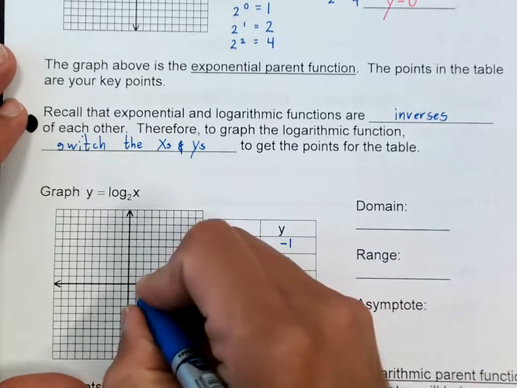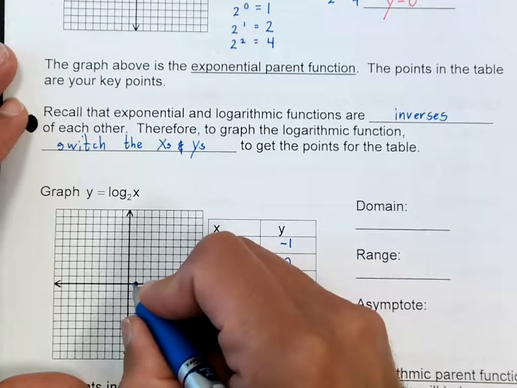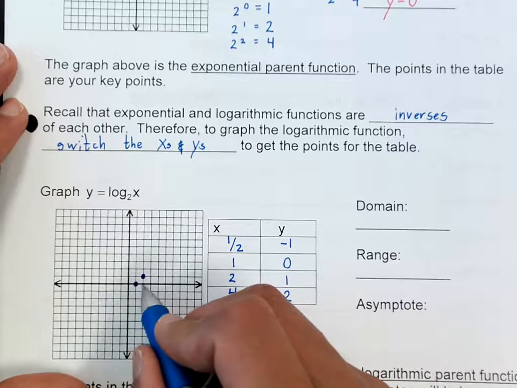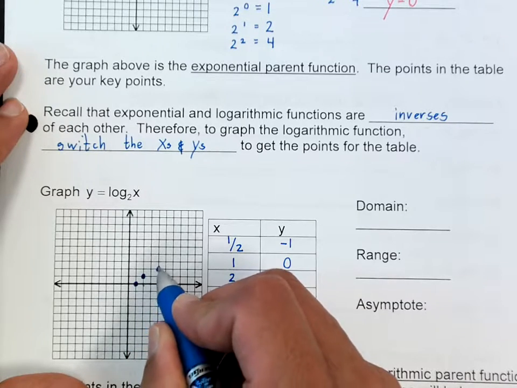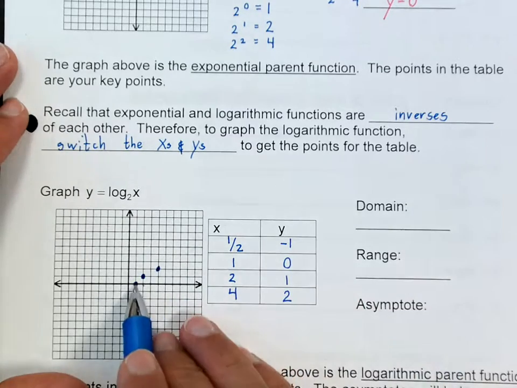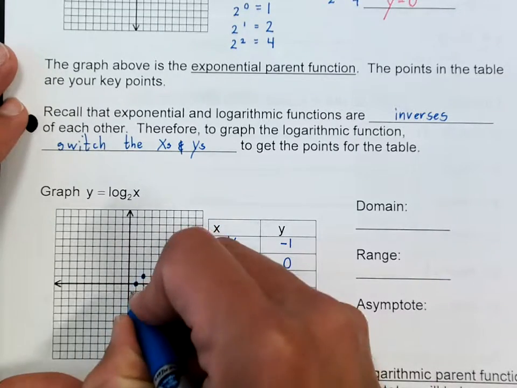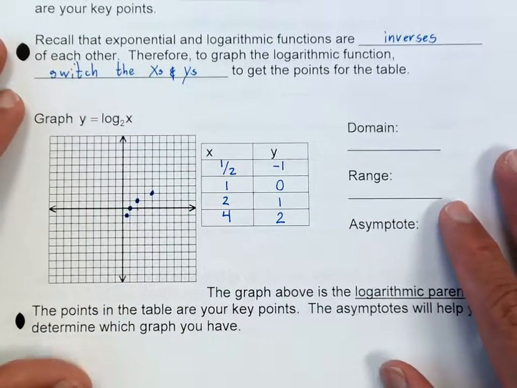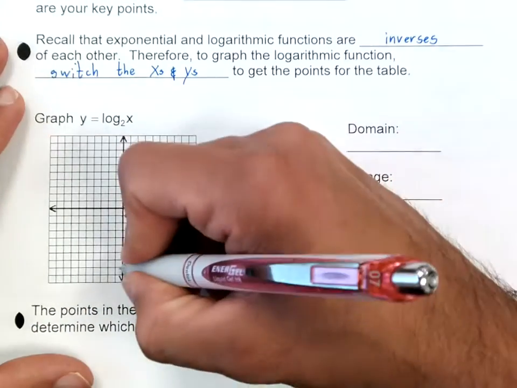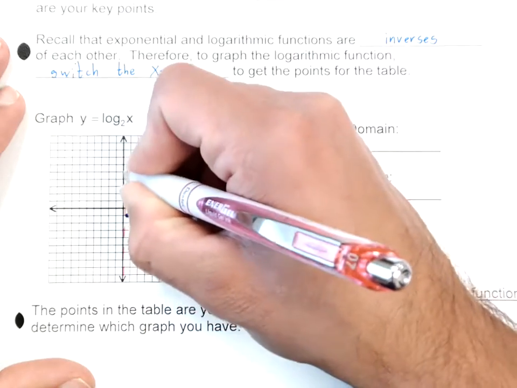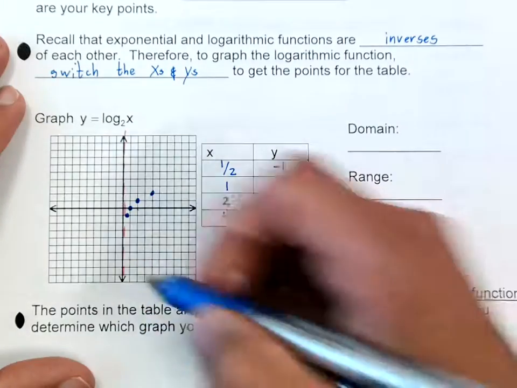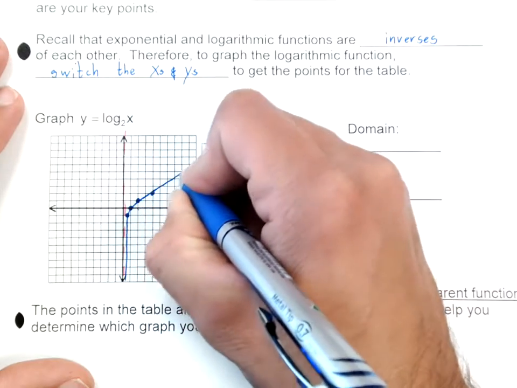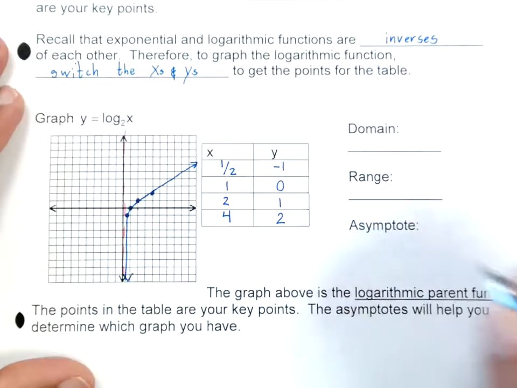We have 1, 0, 2, 1, which is right there, 4, 2, 2, 3, 4, up 2. And then we have a half and negative 1. A half would be right here, negative 1 would be somewhere around there. But just like that other one has a horizontal asymptote, it turns out that the logarithm has a vertical asymptote right through the origin. Okay? So we have an asymptote right through the origin. So it looks like that.